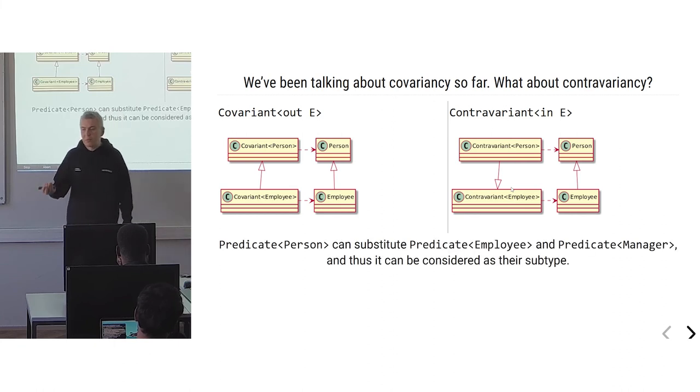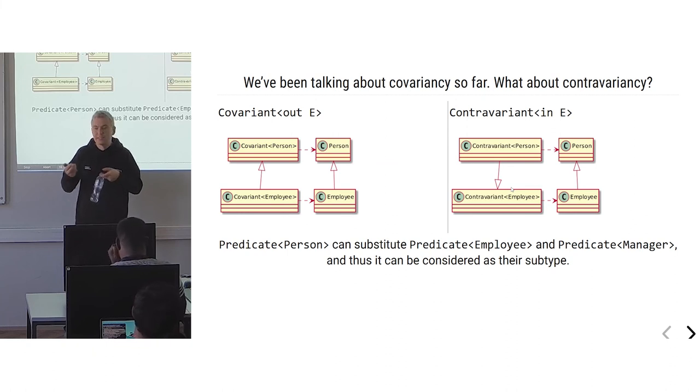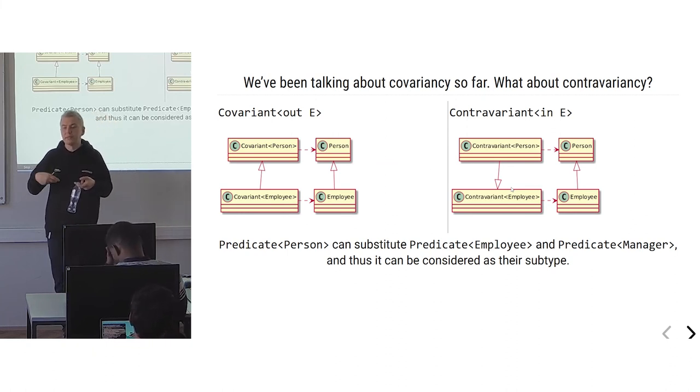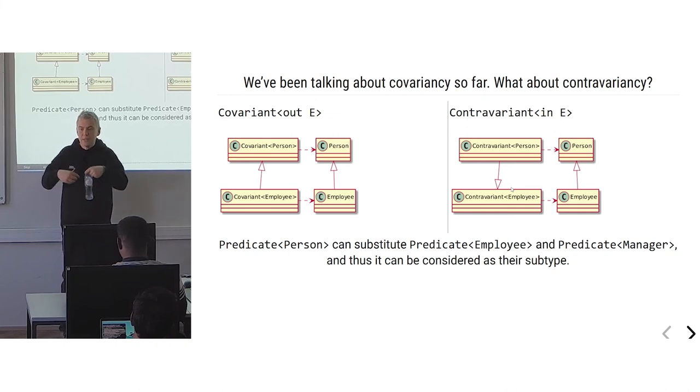Predicate. You know what a predicate is? Predicate is a functional interface in Java. It takes some object and it returns true or false. For example, we have a predicate that can decide true or false about employees. This means that this predicate can safely replace a predicate of Manager, because each manager is an employee, right? So this is where contravariance works. So when we are consuming elements, we need contravariance.